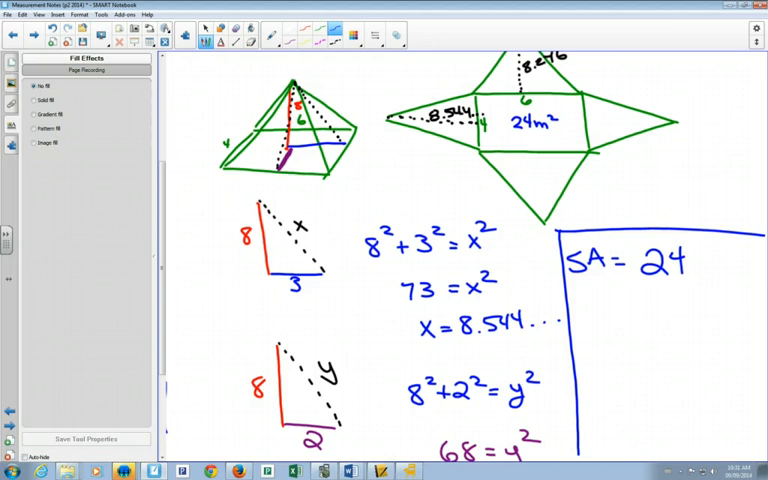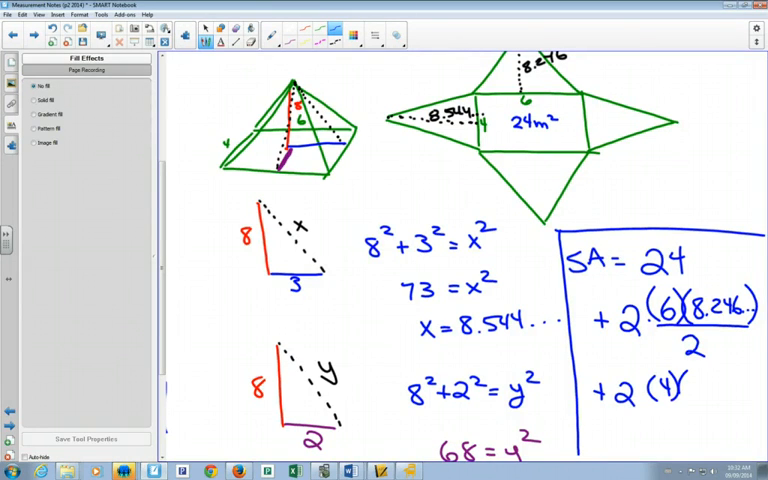Can you see that you have 2 triangles that have that base of 6? So I'm going to go plus 2 triangles times, and a triangle is base, so 6, times height, which is 8.246, divided by 2. That'll be those 2 triangles with a base of 6, plus 2 triangles with a base of 4, and then it was 8.544 divided by 2.